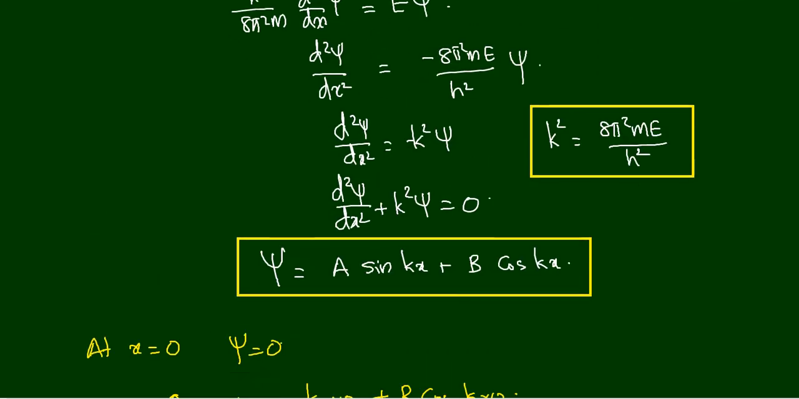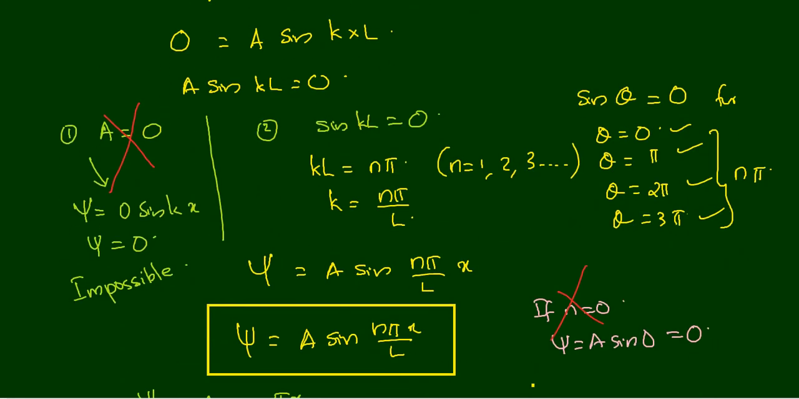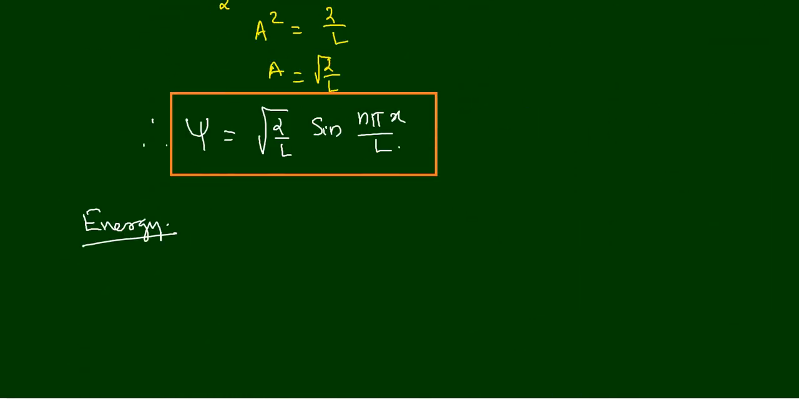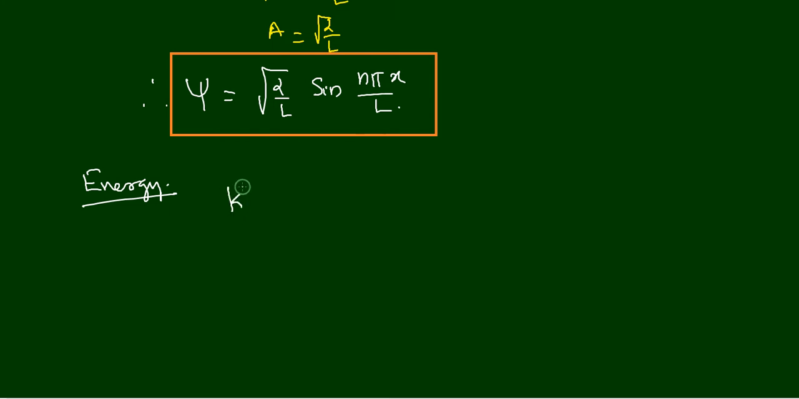boxed here. Okay, we have k square is equal to 8 pi square m E by h square. Okay, let me write that here. K square is equal to 8 pi square m E divided by h square. Okay, and from this one, E is equal to k square h square divided by 8 pi square m.